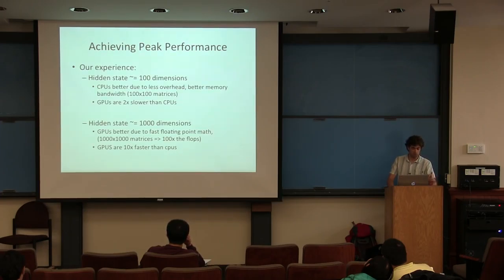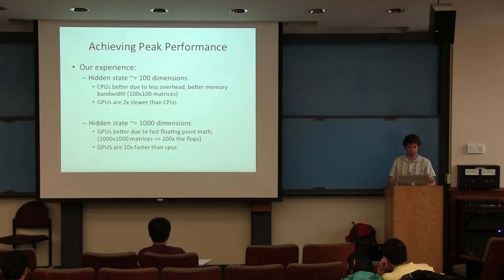However, when we went to a hidden state of about 1,000 dimensions, we found that GPUs were actually much better than CPUs. And this is just due to the raw floating point performance that you can get out of these things. When you have a hidden state of about 1,000 dimensions, your matrices are now 1,000 by 1,000. So if you want to do a matrix vector multiply, you have 100 times the floating point operations you have to perform. And GPUs, simply because they have 20 times the floating point computational power, are going to beat a CPU. I mean, that's just the truth. And so in this case, we found that GPUs were about 10 times faster than CPUs.